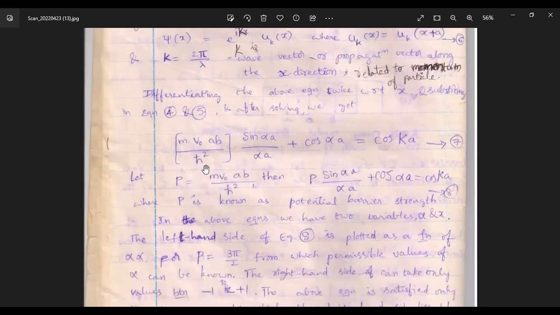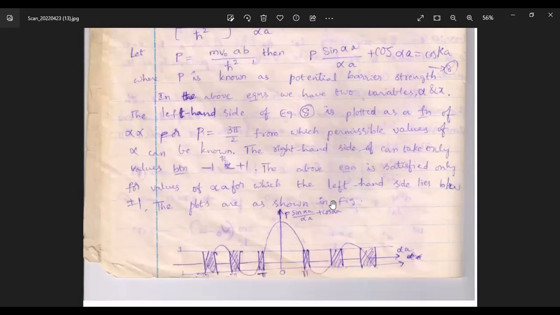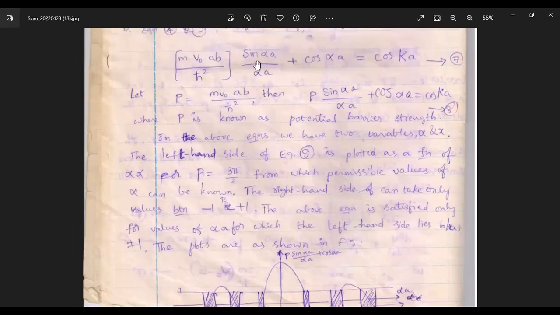That is, m V naught a b by h bar square into sine alpha a by alpha a plus cos alpha a is equal to cos ka. This is another equation we got; we name it 7. Let P be equal to m V naught a b by h bar square. Then this equation becomes P into sine alpha a by alpha a plus cos alpha a is equal to cos ka, where k is the propagation vector or wave vector. P is known as the potential barrier strength. In the above equations, we have two variables, alpha and k.